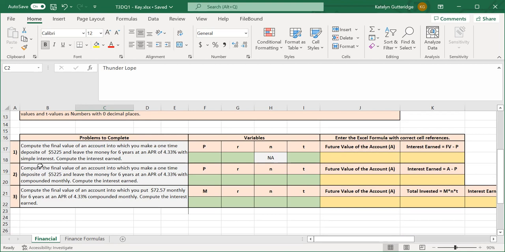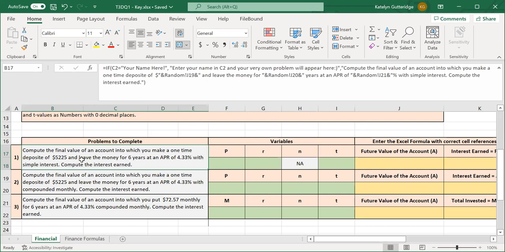Okay, so let's get started with part 1. We are going to compute the final value of an account into which you make a one-time deposit of $5,222 and leave the money for 6 years at an APR of 4.33% with simple interest. Compute the interest earned. Okay, so in this problem, you could have different numbers, but you should see the same general setup. We are making a one-time deposit into an account. We have a set number of years. We have a percentage, which is going to be our rate, and we are working with simple interest.